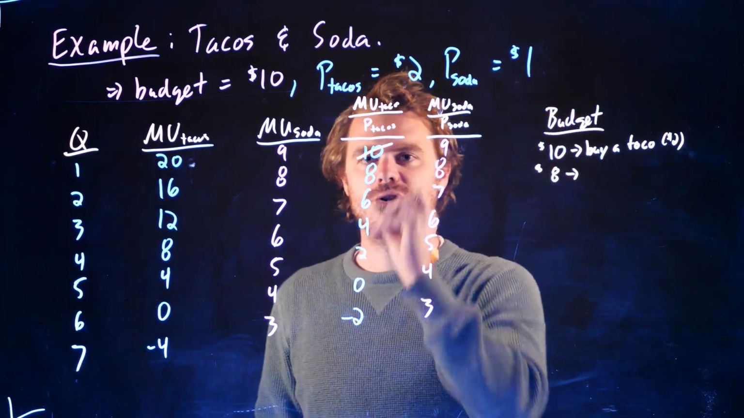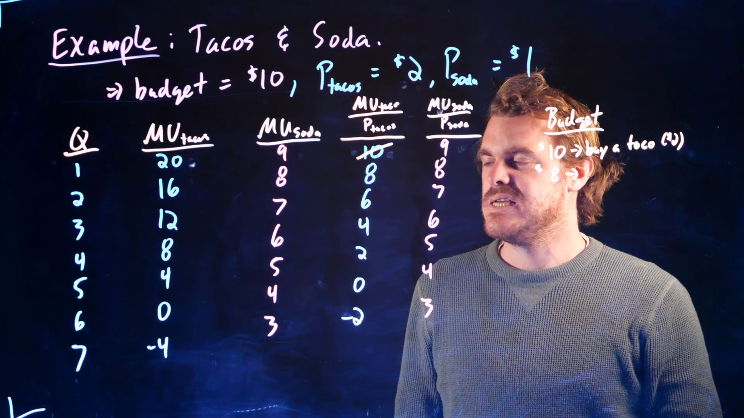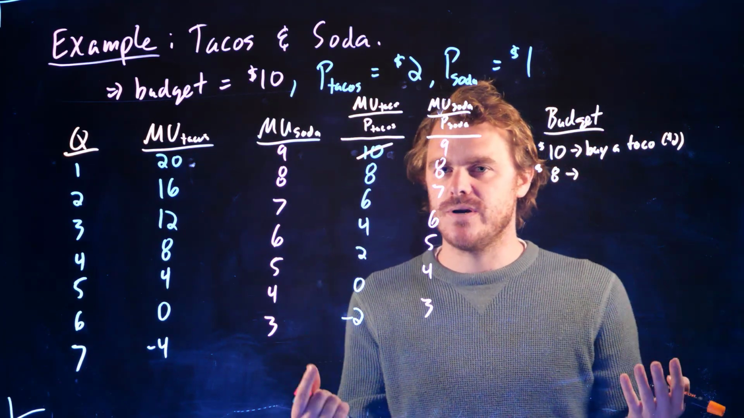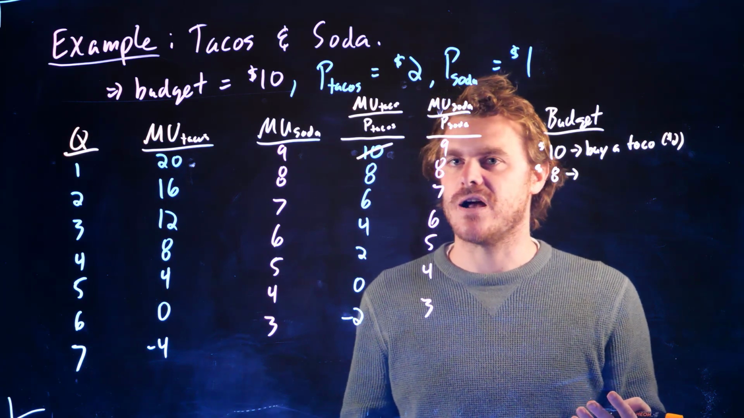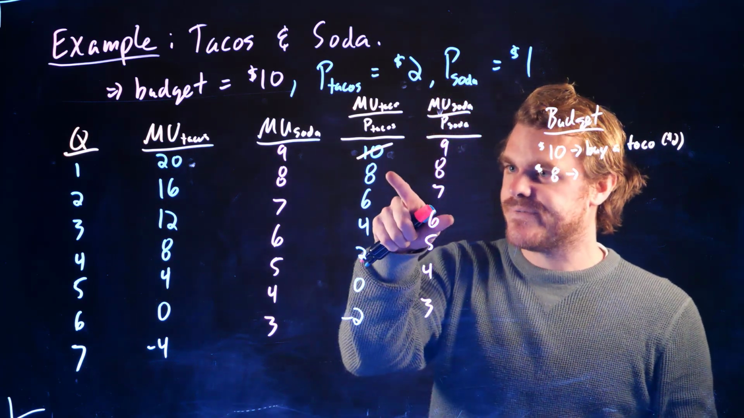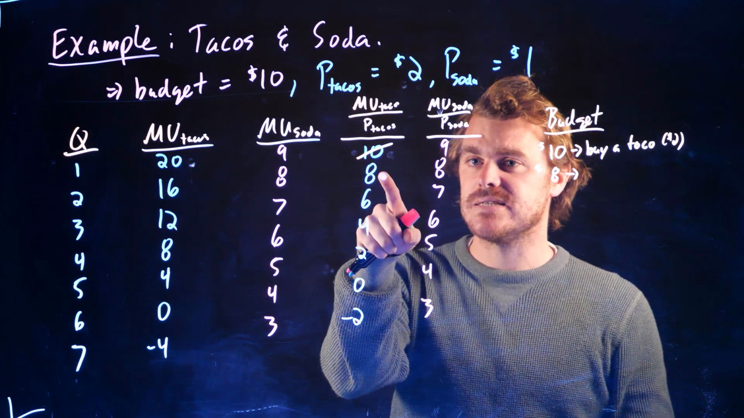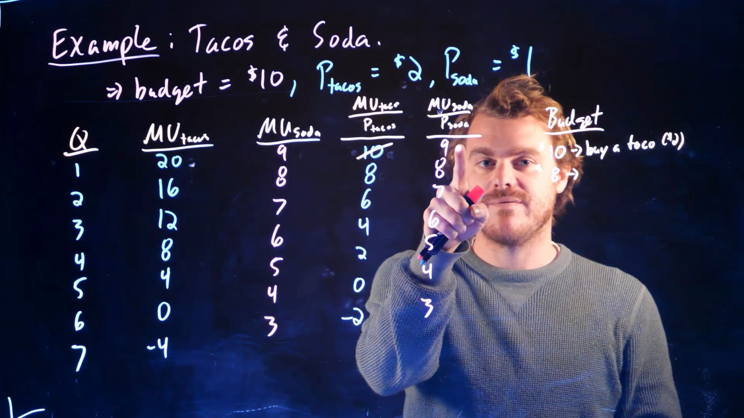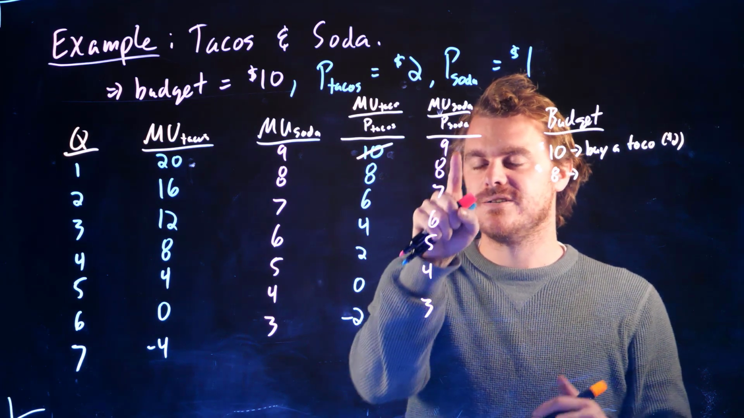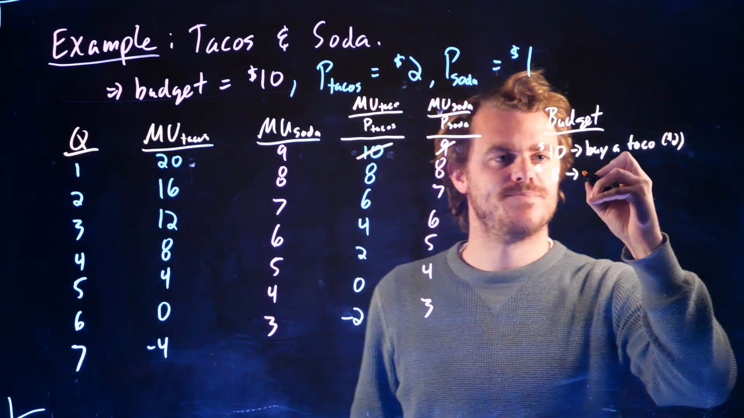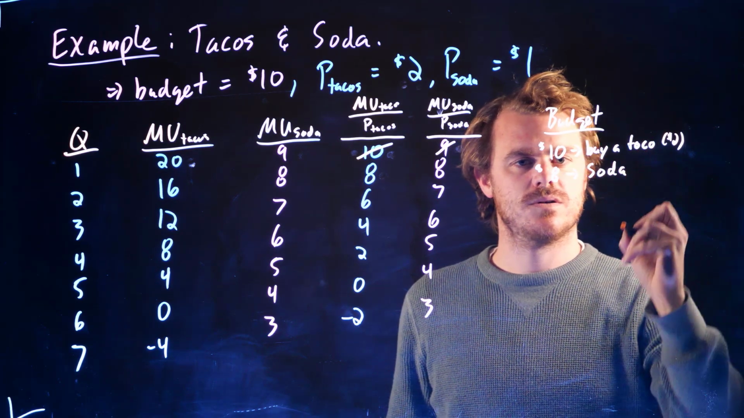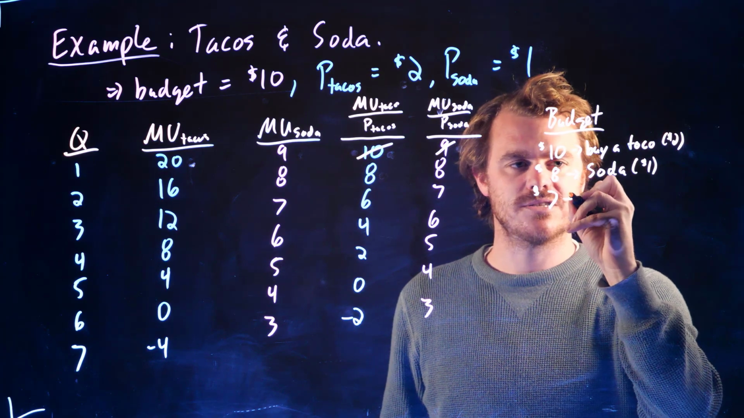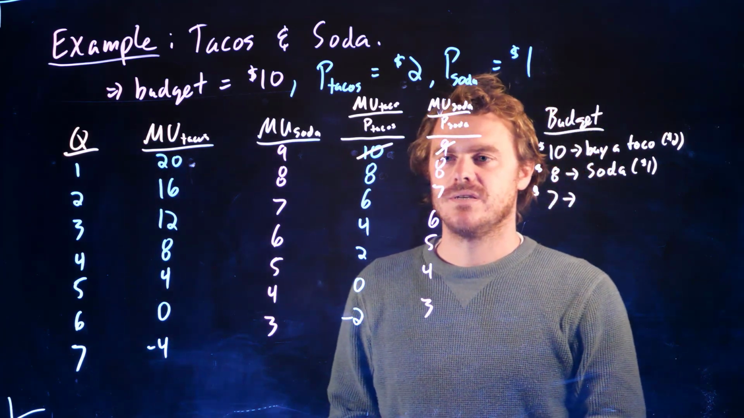So we've purchased this first taco. So now we're deciding, what are we going to do? We have $8 left. Do we want a soda or do we want another taco? Well, the bang for our buck from the next taco is 8, but the bang for the buck of the first soda, and we haven't purchased any yet, is 9. So we're going to purchase a soda. That costs us $1, so we have $7 left.